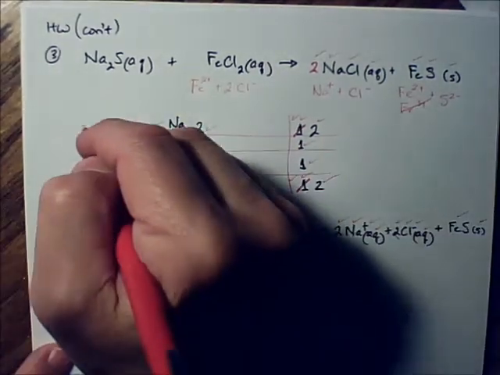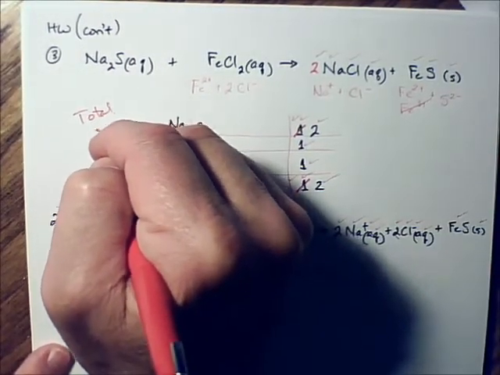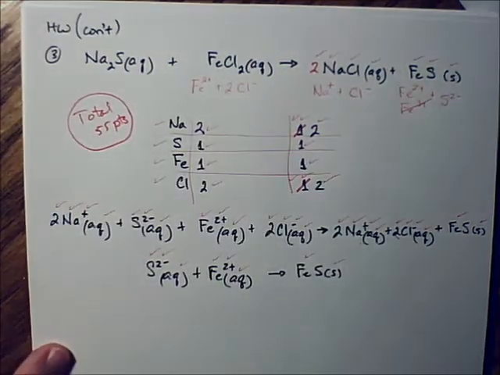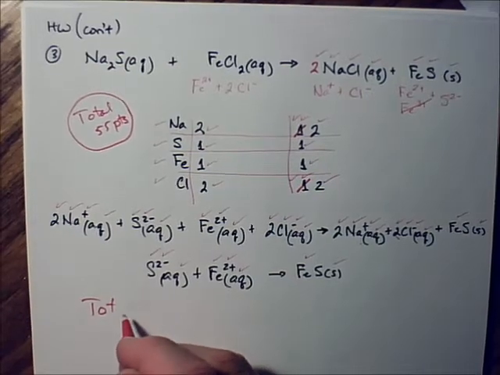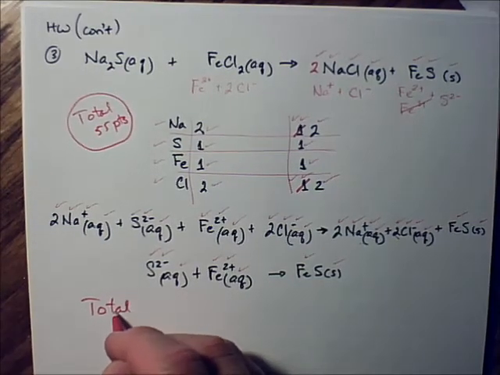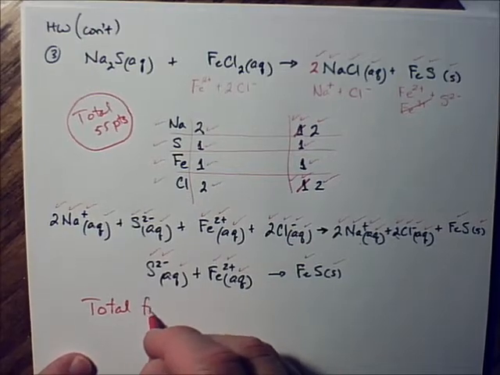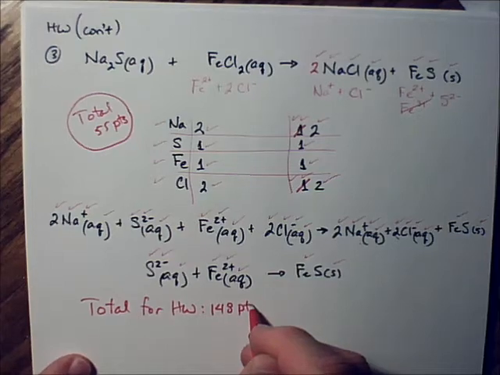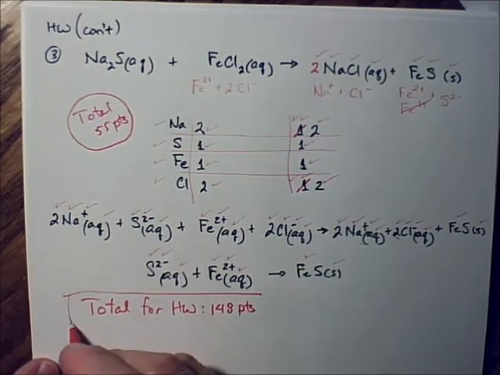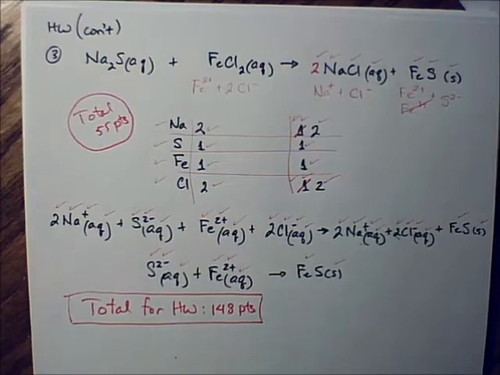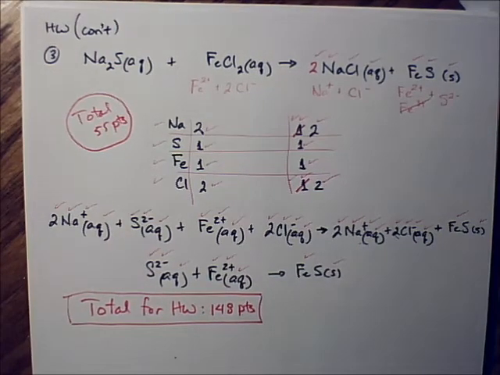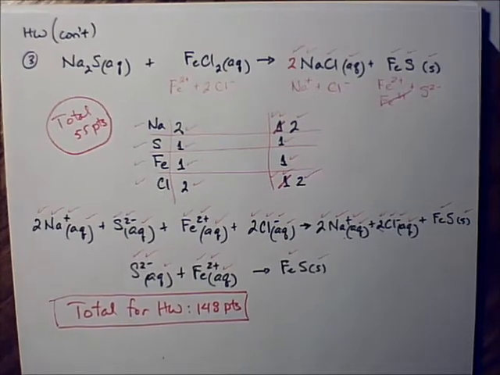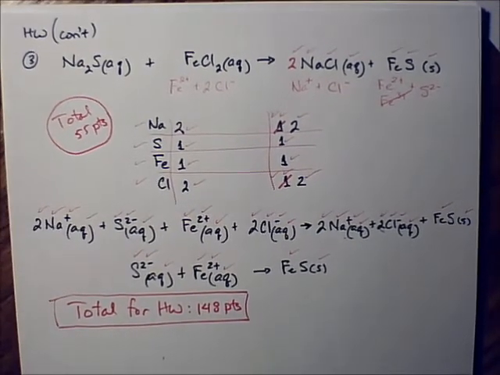All right, so we have a total of 55 points for this one. And for the whole homework, all three problems, we have 148 points here. Those aren't 148 percentage points. That's 148 points for the homework problem. I'll actually put it in the grade book such that it's weighted the same as something that's 100%.